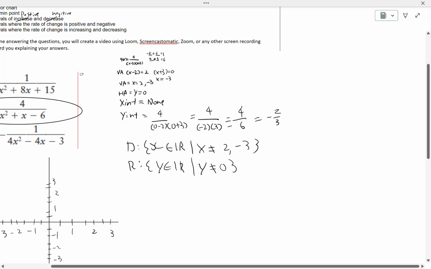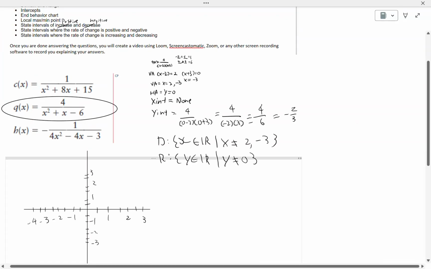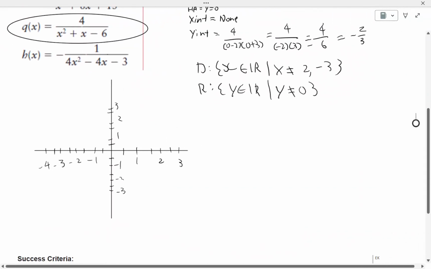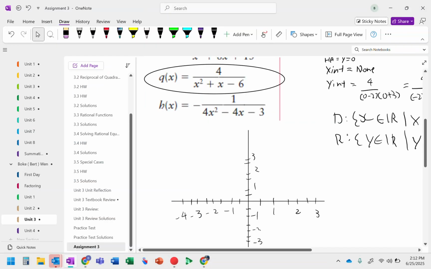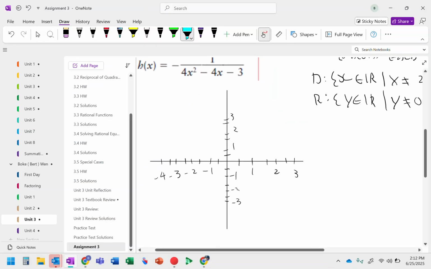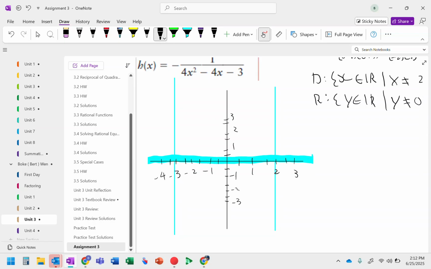All right, next, we're just going to plug in what we have into the graph. So I'm going to use a different color here. For the vertical asymptote, we have 2. I'm going to draw a line right here. And the other vertical asymptote we have is -3. I'm just going to draw another line right here. And the horizontal asymptote is 0, so I'm just going to draw a line right here. I know it's a little big, but it's whatever. I think I'm good.